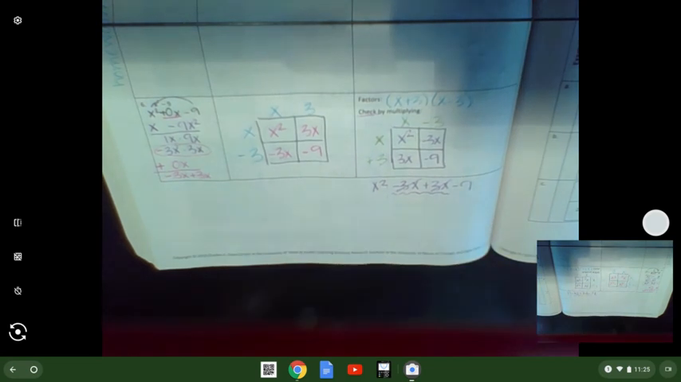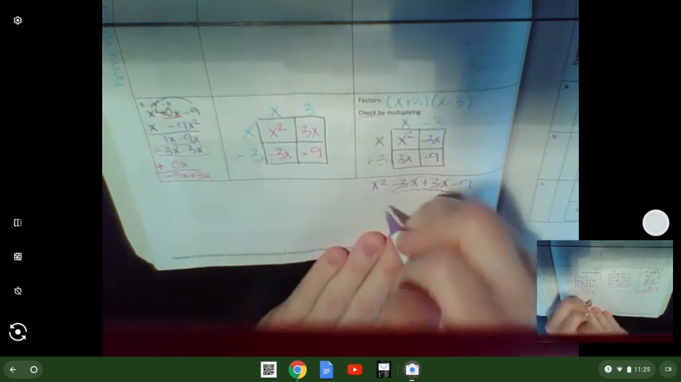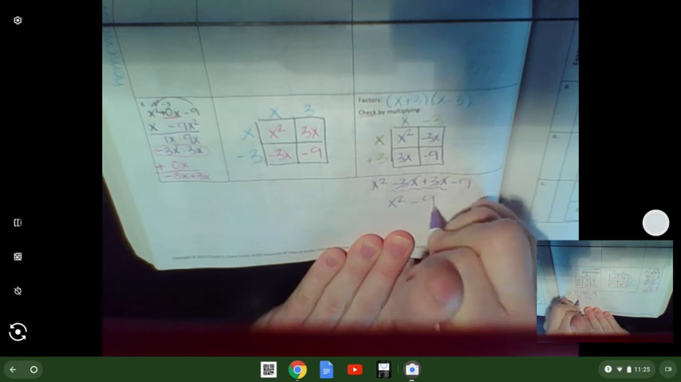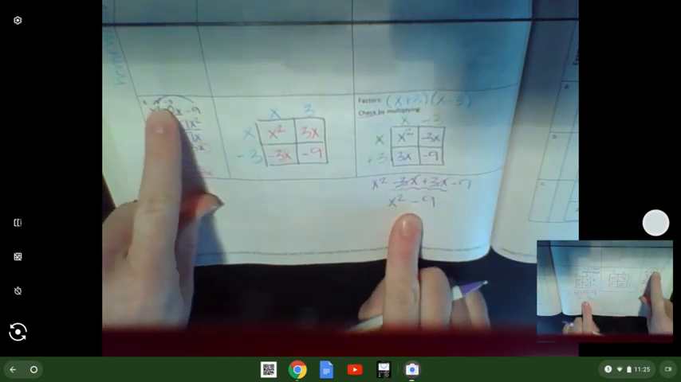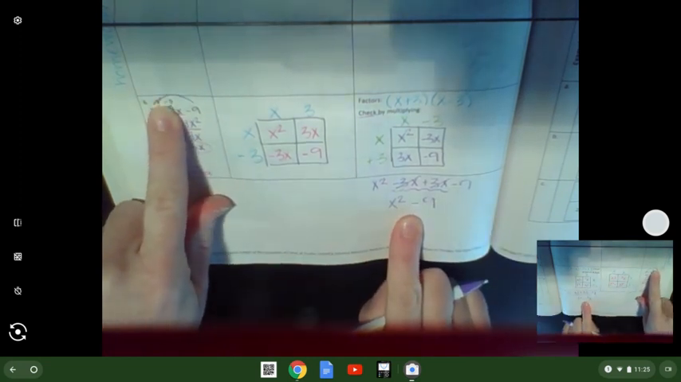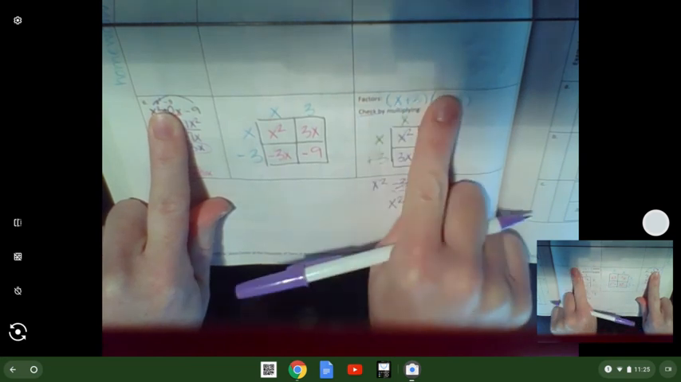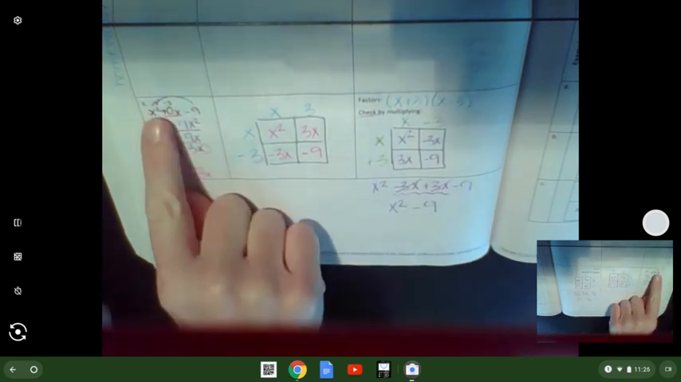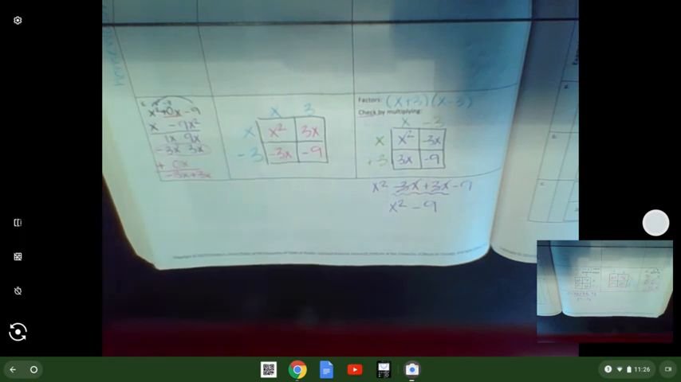Well, Mrs. P, don't we write the x? No, because if we write the x, that signifies we have 1, and we definitely don't have 1x. So what we are left with is x squared and minus 9. And if we look, hey, yep, that's exactly what we started with, which tells me these are the correct factors of the binomial, because it's two terms, the binomial x squared minus 9.